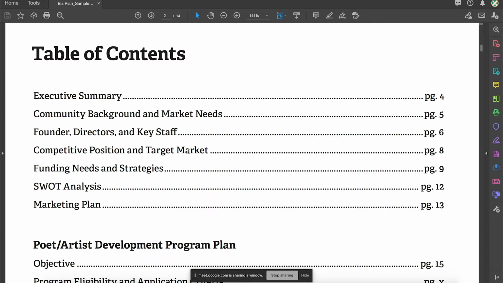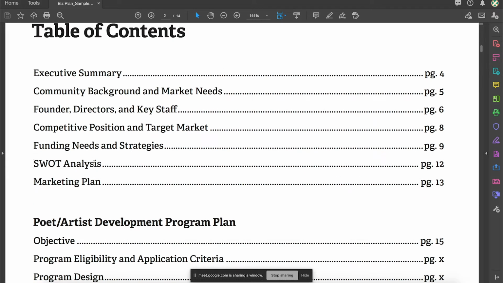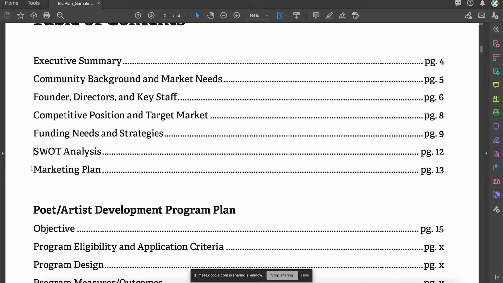The competitive position and target market is where you examine the other organizations or businesses that are doing similar work that you would be doing, but also how you'll be doing it your own unique way. And that's where then you'll say, this is why you want to fund me, by going with the funding needs and strategies section. The SWOT analysis is a very brief breakdown that shows that you've thought through some of the challenges and some of the opportunities that exist for you. And then, of course, you'll have the marketing plan. For today's lesson, we'll go over each one of these sections with just some basic information. And then we'll talk about marketing and branding towards the very end.